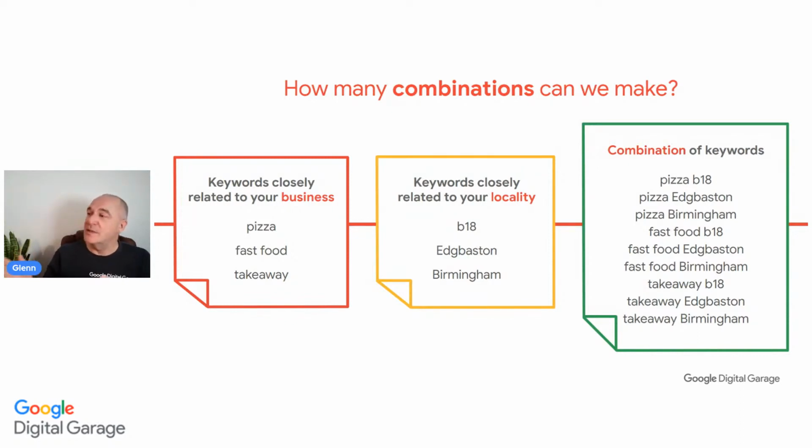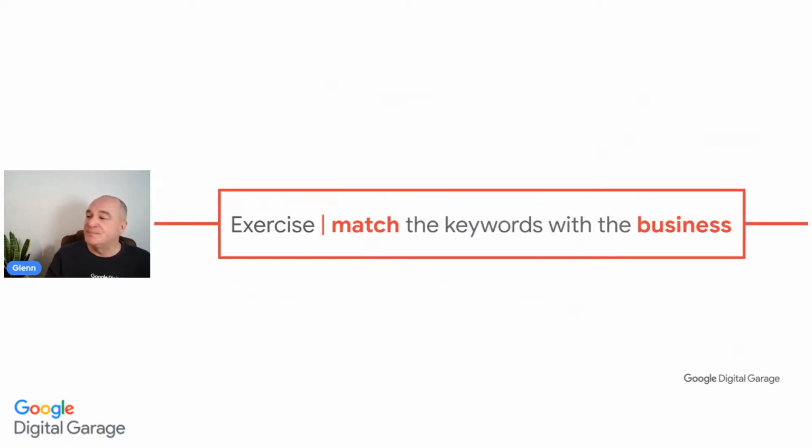So we want Paulie to come up when they do that search query. So he needs to have that takeaway B18 in his keyword list in the back of his website. So we can then see takeaway Edgbaston, because people could be in Edgbaston. What's on offer in Edgbaston? And again, we want Paulie to come up in those results.